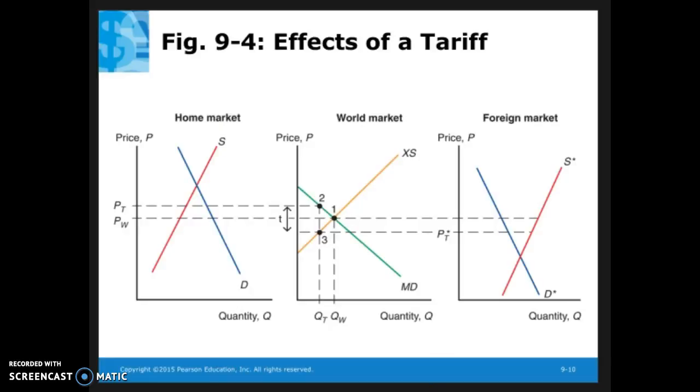So here you can see that graphically, where we have the home market on the left, the world market with the price lower than that in the home market, and then the foreign market. So the world market is a composition of both the home and the foreign markets. You can see how the world market is sort of in between the home and foreign markets.